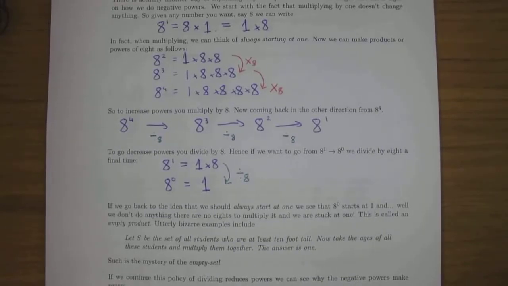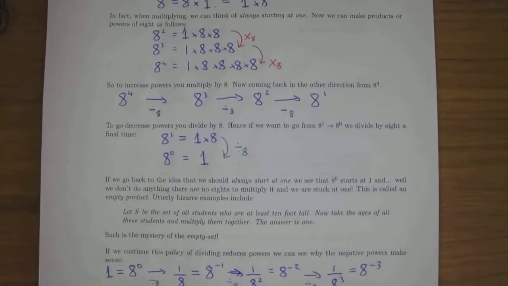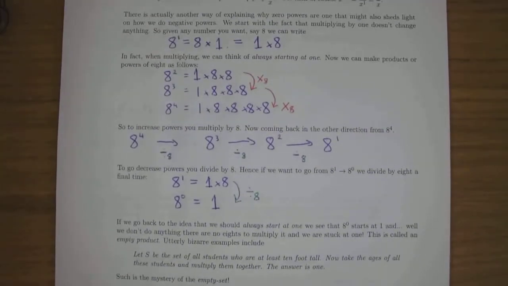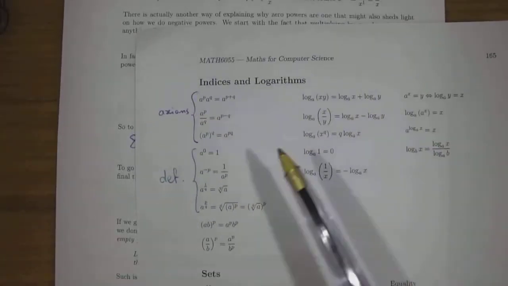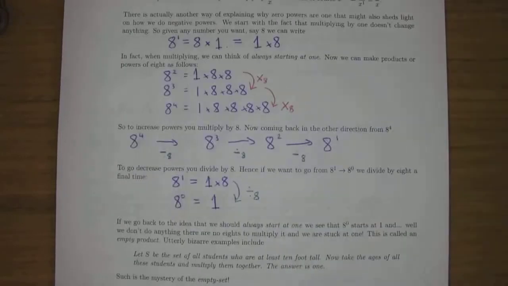So let S be the set of all students who are at least 10 feet tall. There's none of them. Take their ages and multiply them all together, you get 1. So this is some kind of bizarre stuff, right? But anyway, the important thing for you, if you're a bit worried by that, is, look, it's right here. But I'd like you to think that negative powers means division.